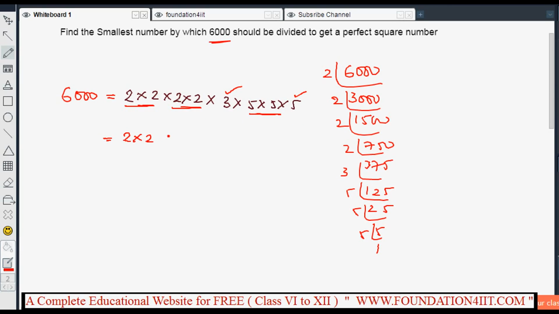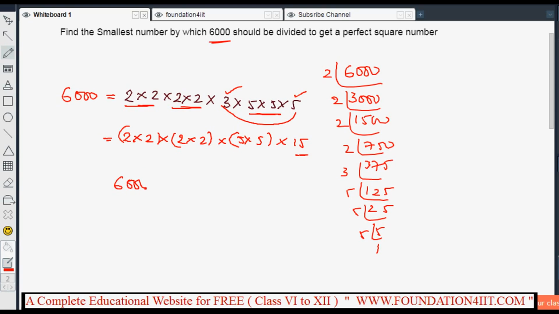So 2 into 2 is one set, 2 into 2 is one set, and one more is 5 into 5, and then these 3 and 5 make 15. So this 15 should be removed. That means 15 is actually multiplied. So if you divide 6000 by 15, then this we can cancel. So we must divide the given number by 3 into 5, that is 15.